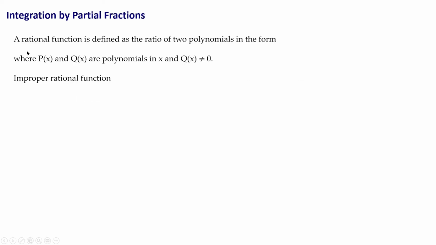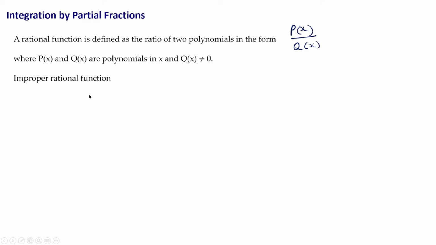Moving on, next we have integration by partial fractions. If we have to integrate a rational function, which is a function defined as the ratio of two polynomials of the form p of x upon q of x, then we have to use integration by partial fractions. Here p of x and q of x are polynomials in x and q of x is not equal to 0. Under these rational functions, we have two types.